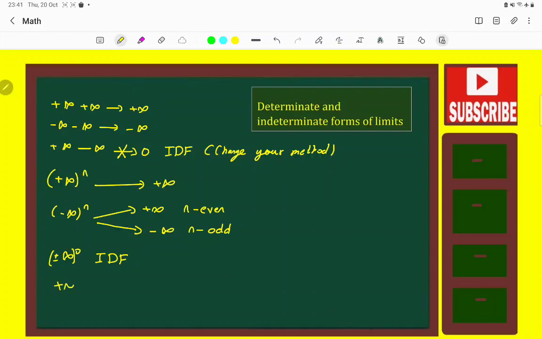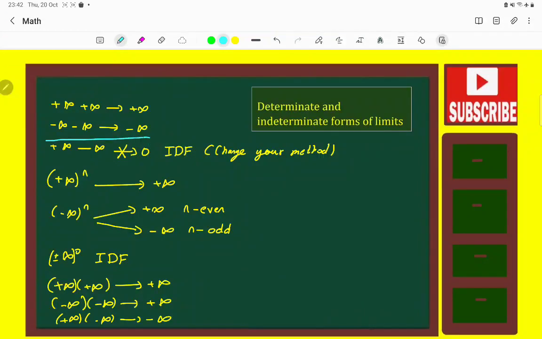If you have plus infinity multiplied by plus infinity, this will also go to plus infinity. If you have minus infinity multiplied by minus infinity, this will go to plus infinity. Why? Because if we multiply the negative signs, it will give plus infinity. If you have plus infinity times minus infinity, this will go to negative infinity. And here you don't need to confuse these two cases. Case number 3 with this case. Because plus infinity minus infinity is an IDF case, while plus infinity times minus infinity, this will give negative infinity.